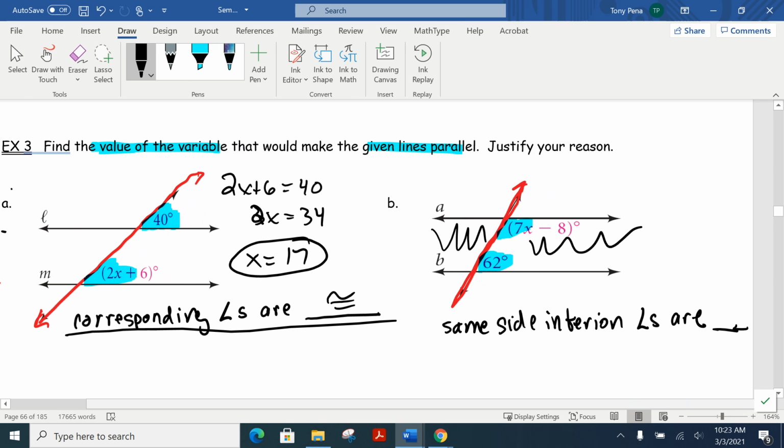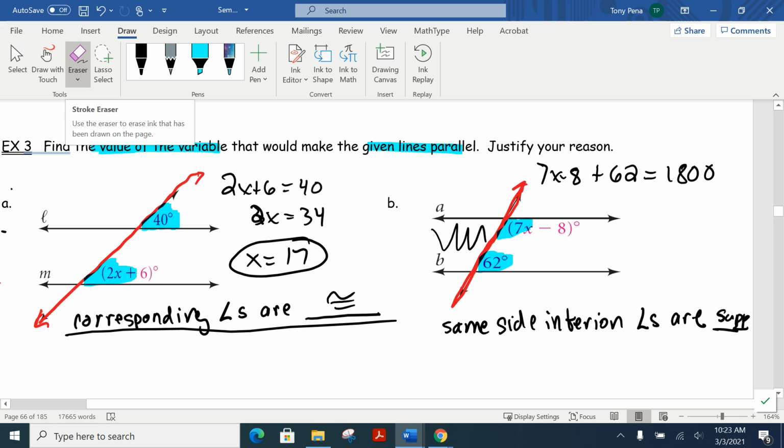All right, those are what, Kim? Good. So these are supplementary. So what would have to be true is the 7x minus the 8 added to the 62 better equal 180 degrees in order for these 2 lines to be parallel. And then from there, again, we should be pretty efficient at solving these equations at this point. You'll obviously be doing a bunch of that on Friday.